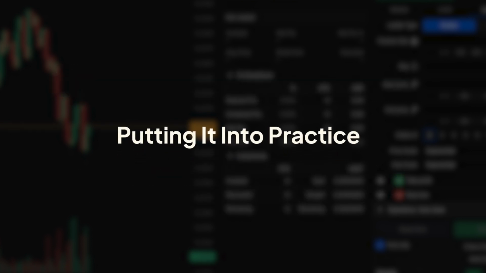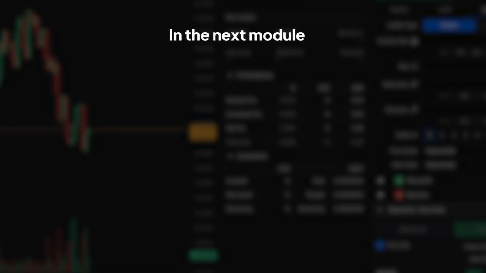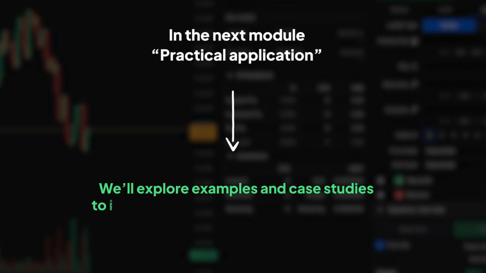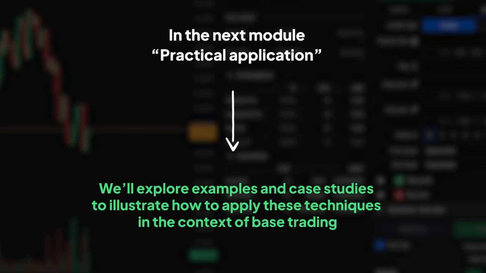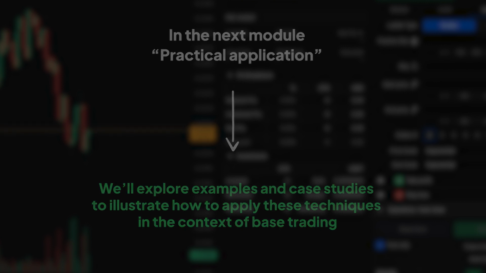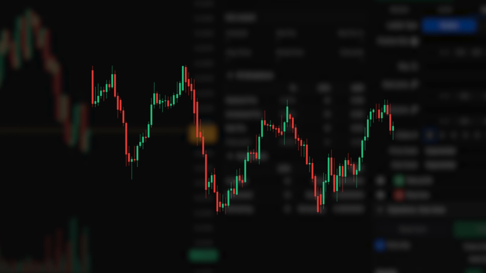Putting it into practice. Now that we've covered various methods for identifying support and resistance levels, in the module Practical Application, we'll explore examples and case studies to illustrate how to apply these techniques in the context of base trading. As we conclude this lesson, remember that identifying key support and resistance levels is critical for any trader and how they have now evolved into what we are learning, which is known as base trading.